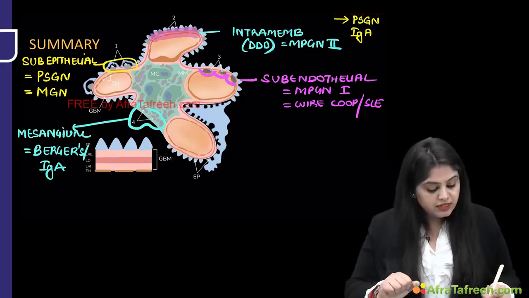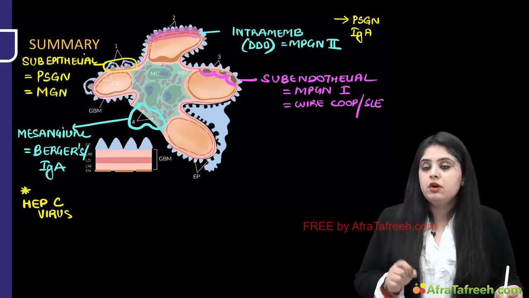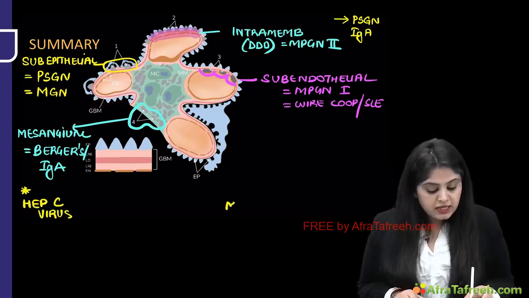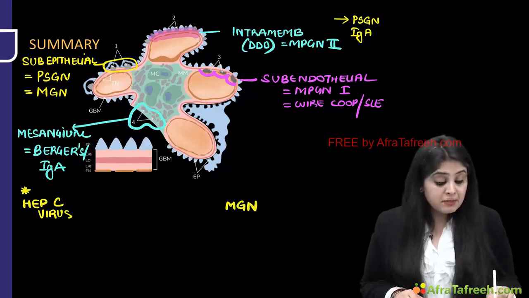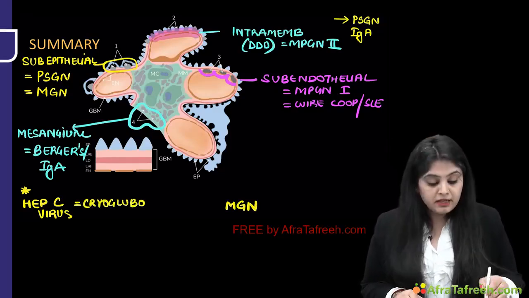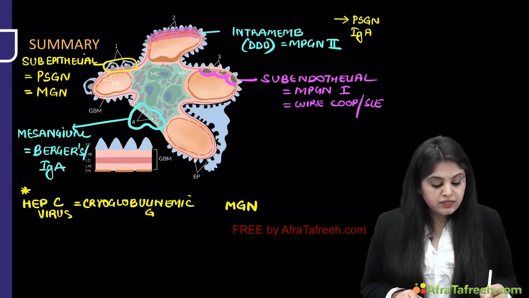There is one more summary that I want to tell you, which a lot of students ask me, regarding hepatitis C virus. They ask, what is the most common thing that hepatitis C virus causes? Because I gave you hepatitis C in the causes of membranous glomerulonephropathy. But just in case you have cryoglobulinemia, in fact, because HCV is very commonly associated with cryoglobulinemia.